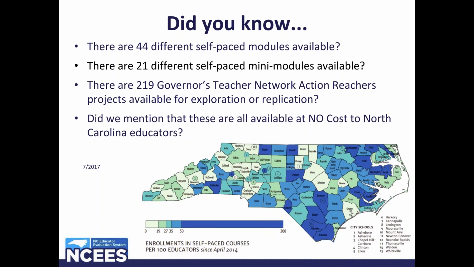And finally, just a quick glimpse of the enrollments in self-paced courses across the state. The lighter cream colored is 0, moving all the way to the darkest blue, which represents the highest enrollment per 100 educators across the state. So just a quick overview of some hotspots for self-paced online learning activity.